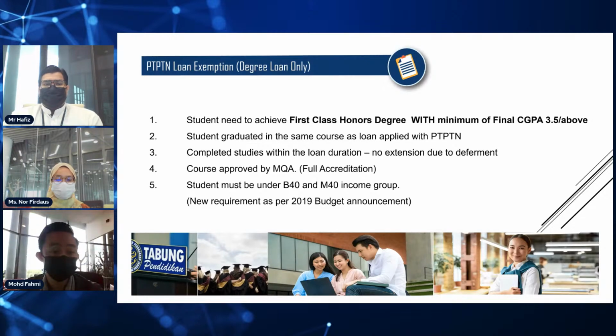Fourth, the course must be approved by MQA. And the last one is the student must be in the B40 or M40 group. So if you are in this group, you can submit for exemption. I just want to remind you that the approval is subject to PTPTN regarding your exemption. I think that's all.